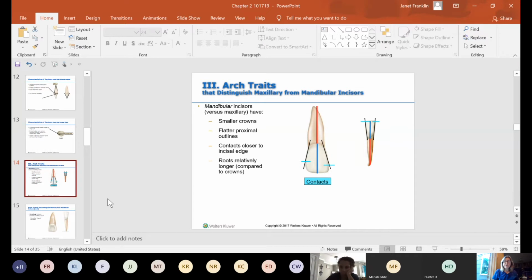The contacts are closer to the incisal edge. I marked the contacts with those light blue lines. On the tooth on the left, which is a maxillary central incisor, the contact points are closer to the gum line. They're still in the incisal third, but they're closer to the gum line. The mandibular teeth, the incisors, the centrals particularly, are almost right at the top of the tooth. So in other words, they contact their neighboring teeth almost right at the top of the tooth.